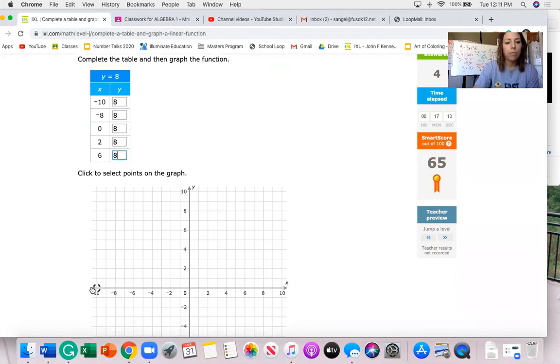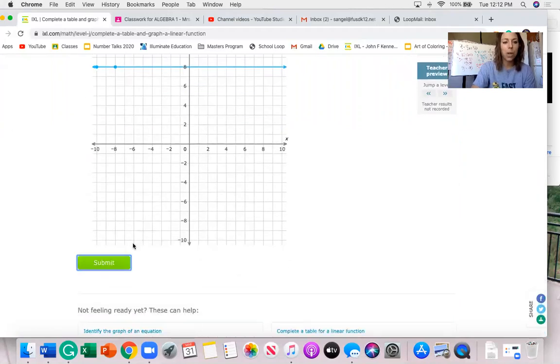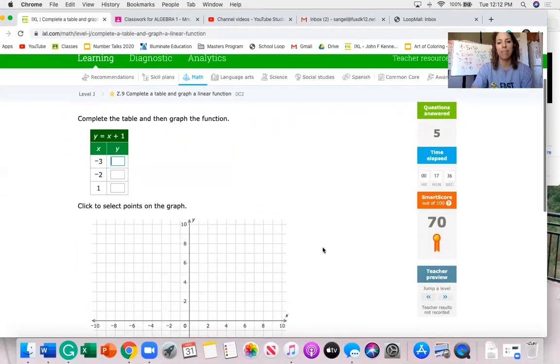So coming over to our graph, we go to -10, 8. How about -8, 8? And then a horizontal line appears. That's because every point has a y value of 8. Let's double check. 0, 8 on our graph. 2, 8 on our graph. 6, 8 on our graph. This is a weird one, but there you have it.